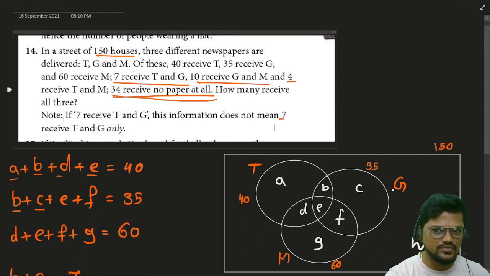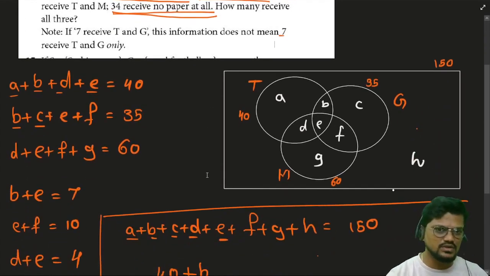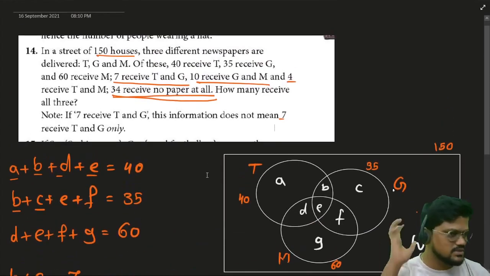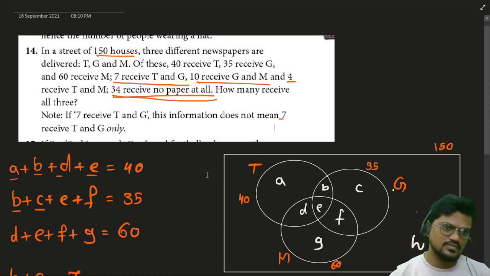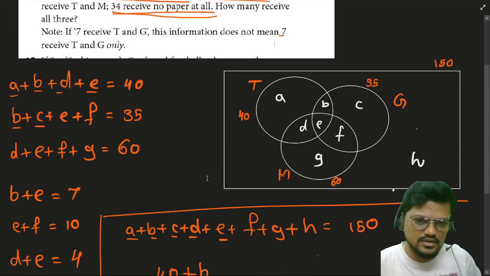This is kind of different. This information does not mean 7 receive T and G only. We have to solve in this way only. I don't think there is any other method to solve. Sir, I don't understand. Yeah, you did not understand.